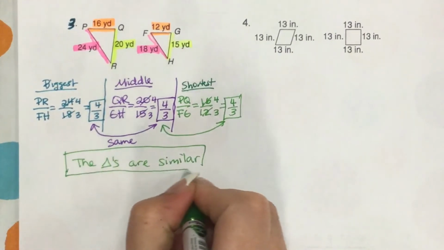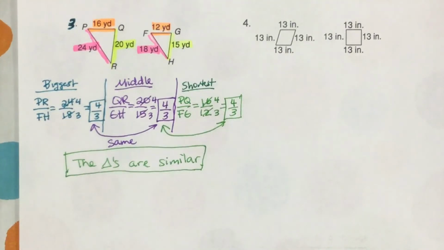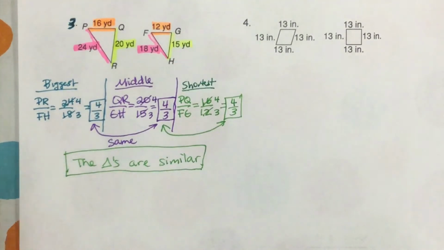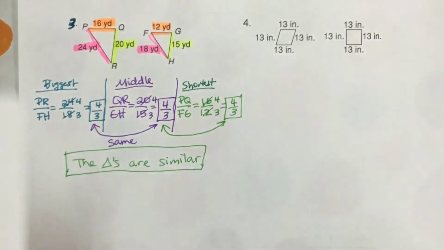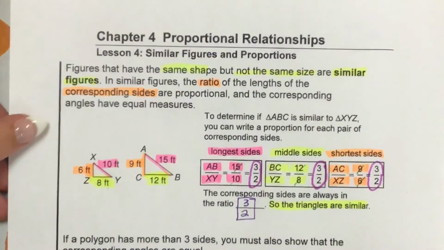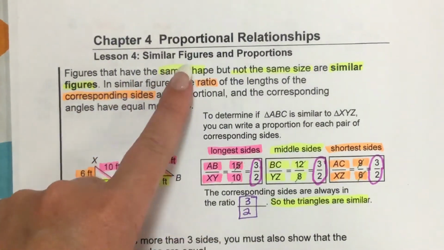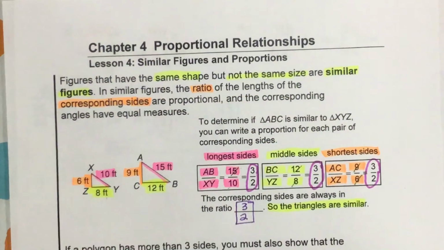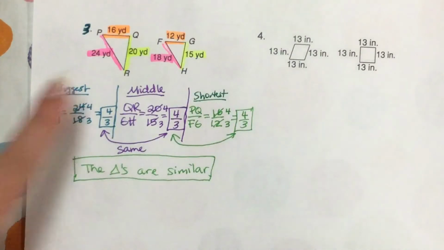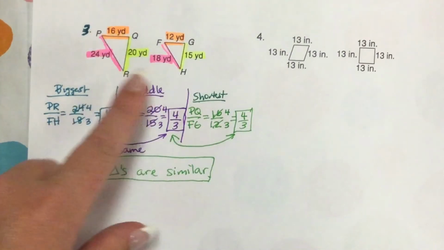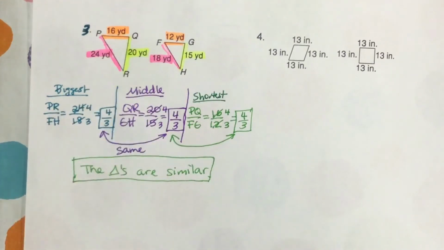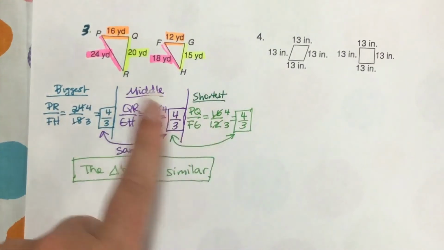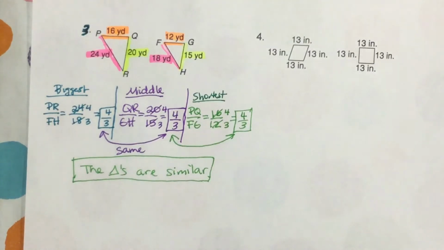All right, great. Okay, so let's look at number 4. Now, number 4 is a quadrilateral. There's 4 sides here and there's 4 sides there. I want to go back and refer to my definition of what a similar figure is. It says figures that have the same shape but not the same size are similar figures. And if you look at these triangles, they have the same shape, but they don't have the same size. And when we looked at their ratios, their ratios were all the same, which means they are similar.